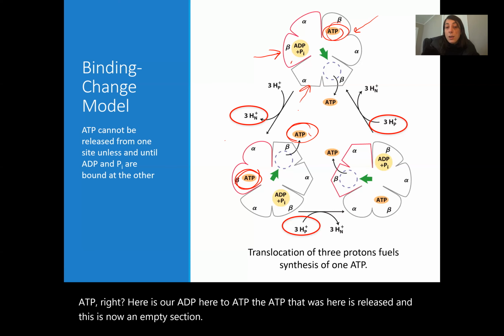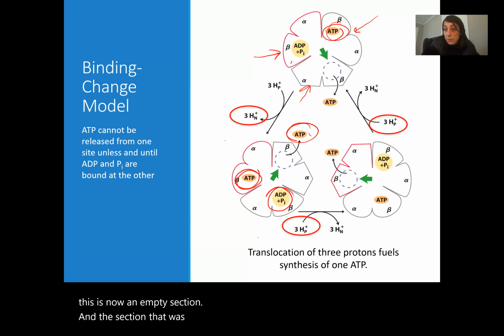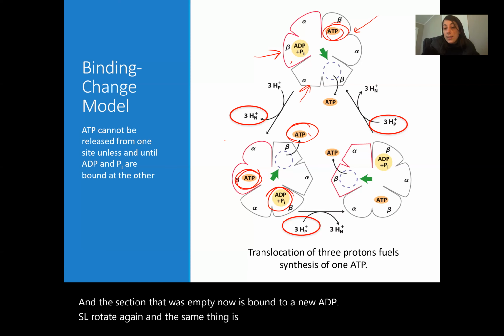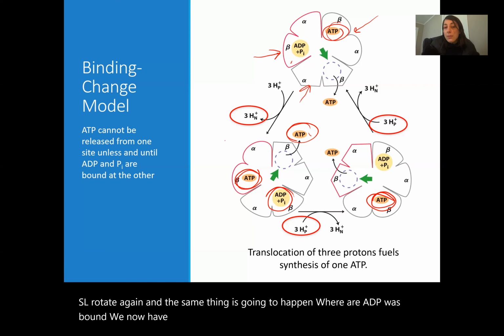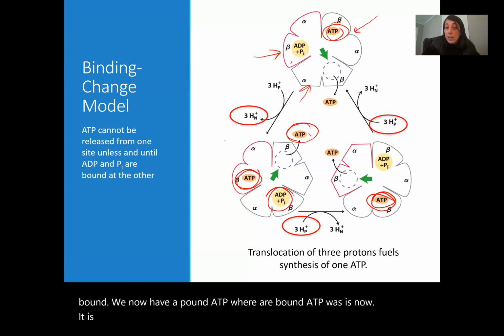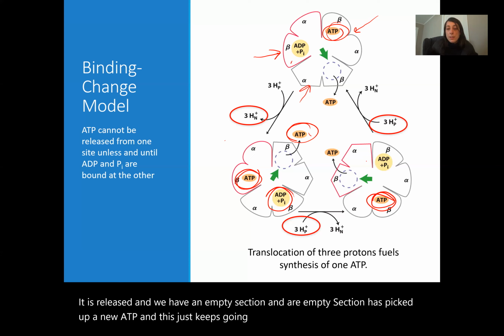And the section that was empty now is bound to a new ADP. This will rotate again, and the same thing's going to happen. Where our ADP was bound, we now have a bound ATP. Where our bound ATP was, it is released, and we have an empty section, and our empty section has picked up a new ADP. And this just keeps going around and around and around and making more and more ATP.